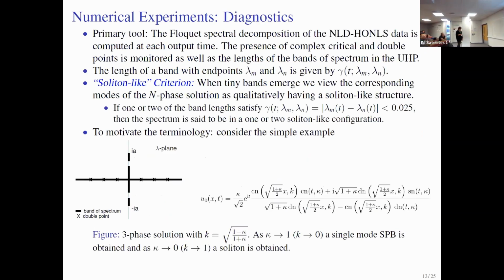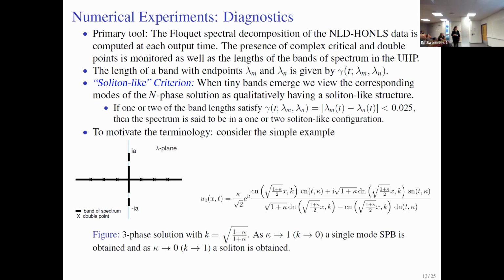Okay. So the Floquet spectral decomposition is computed at each output time. We are monitoring for the presence of complex critical and double points, and we're also monitoring the lengths of the bands of spectrum in the upper half plane.